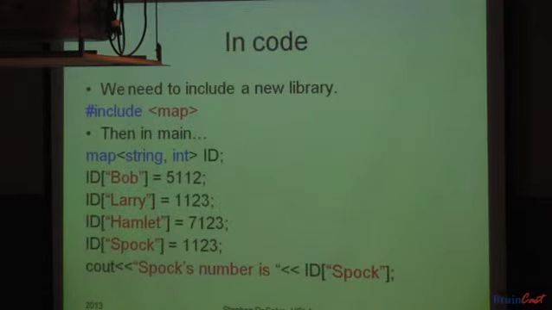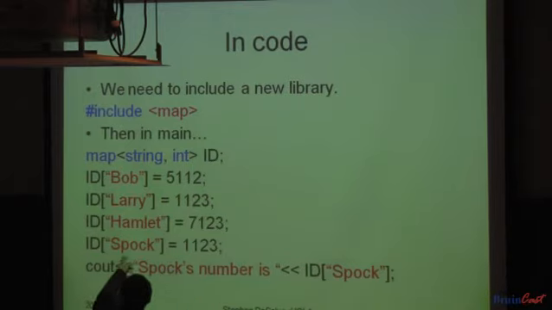So here's how you would actually do this in code. There's actually a data type called map. It's not like a function, like a formula. It's literally just a collection of key value pairs. The key is, for example, the string, like Bob, Larry, Hamlet. And the value is the value it maps to. But it really is just generalizing this notion of a function. Rather than thinking of it as a formula, just think of it as a collection of pairs of values.